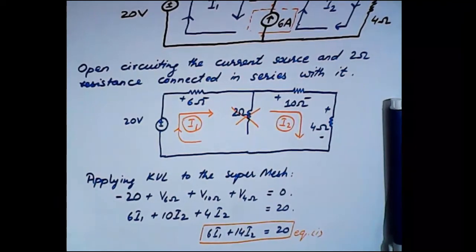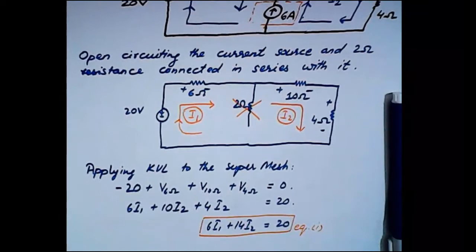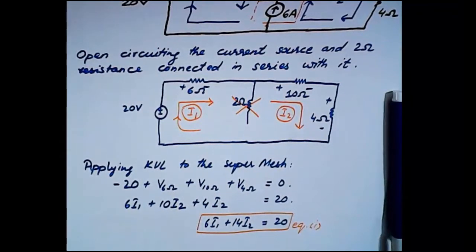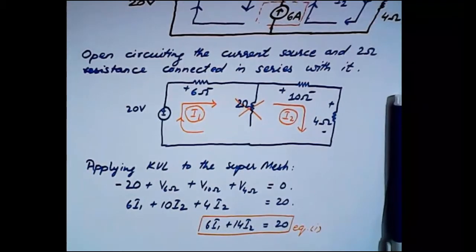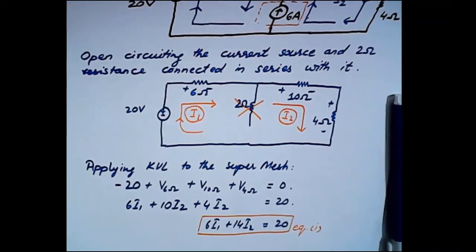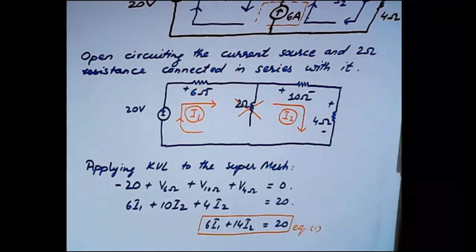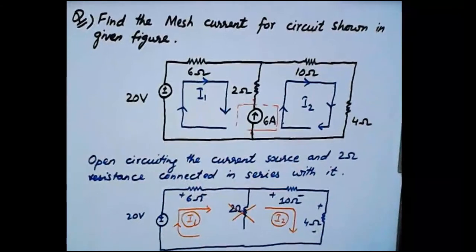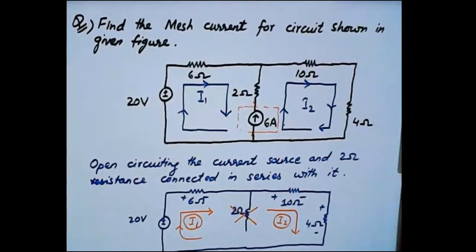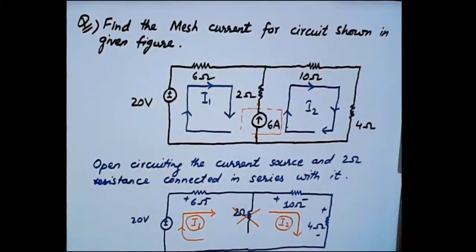Now you can see that we have got only one equation involving two variables, so it is not possible to have a unique solution for this problem. That means we are short of one equation. And how do we find that one equation? By applying KCL at the node involving the current source.